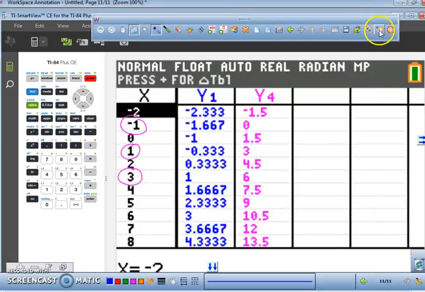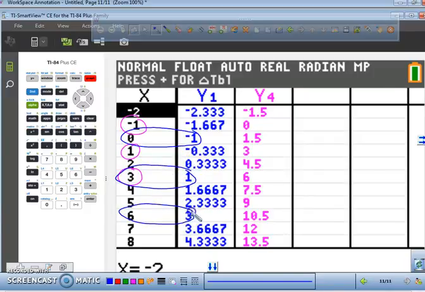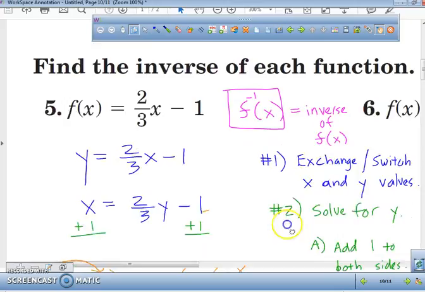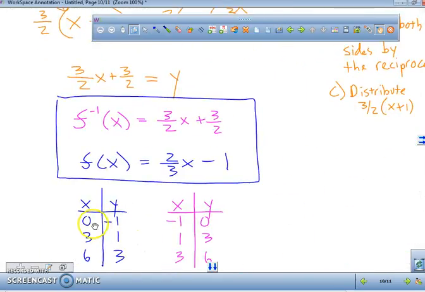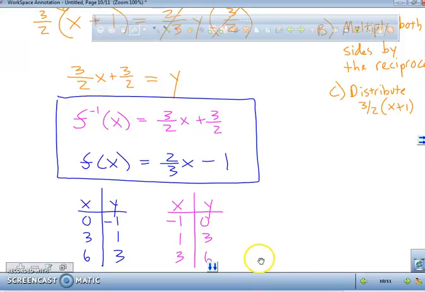0, -1. Hey, look. 0, -1. What else did I say there was going to be? 3 and what? 3 and 1, and then I told you there was going to be a 6 and a 3. So if we go back, do you see how these ordered pairs are inverses of each other? These ordered pairs are inverses of each other. That lets you know that you did find the inverse of the function.